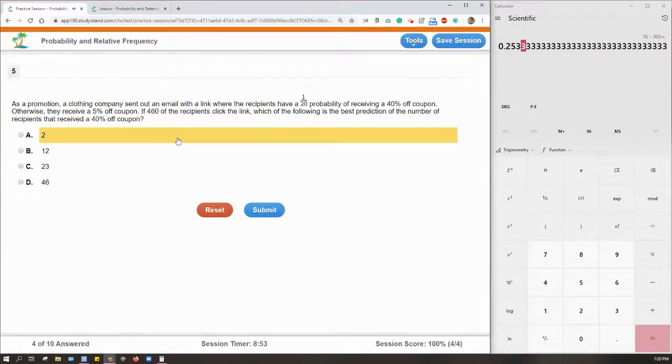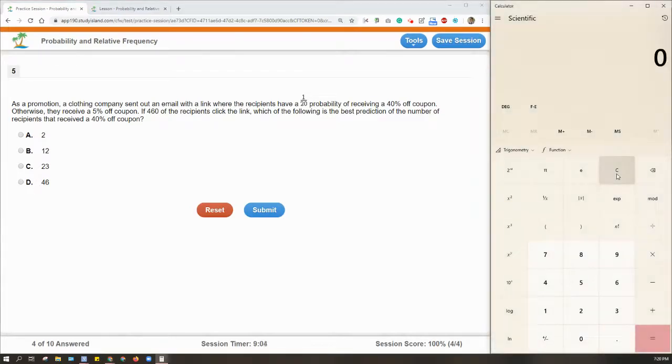Number 5. As a promotion, a clothing company sent out an email with a link where the recipients have a 1/20th probability of receiving a 40% off coupon. Otherwise, they receive a 5% off coupon. If 460 of the recipients click the link, which of the following is the best prediction of the number of recipients that received a 40% off coupon?